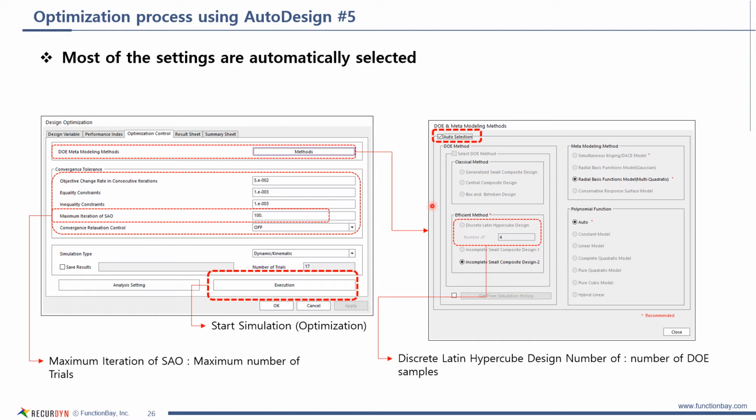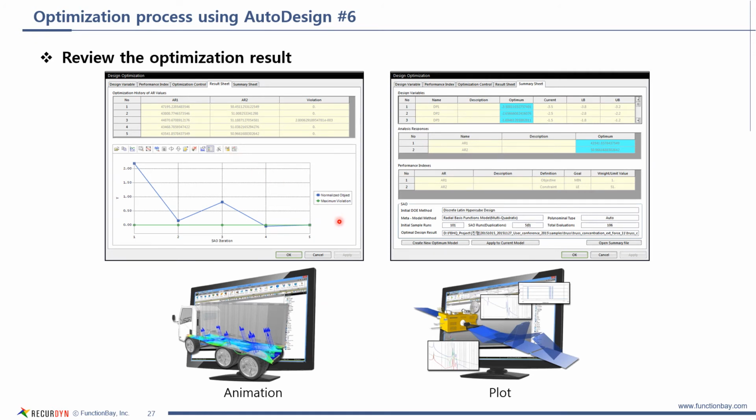In this presentation, I used only the automatic option to find the optimal result. If you click Execution, AutoDesign Solver will run simulations repeatedly until it finds the optimal result. After AutoDesign solver finds the optimal result, these dialogues are displayed. This shows, if the optimal result is found, how many simulations were performed. The optimal result and corresponding design variables and performance indices are also displayed. Of course, you can review the animation and plot for each simulation and of the optimal result.